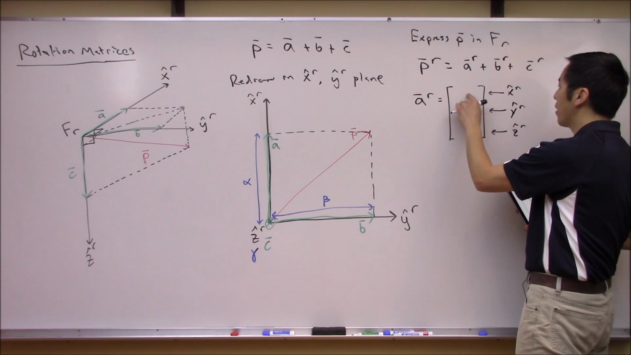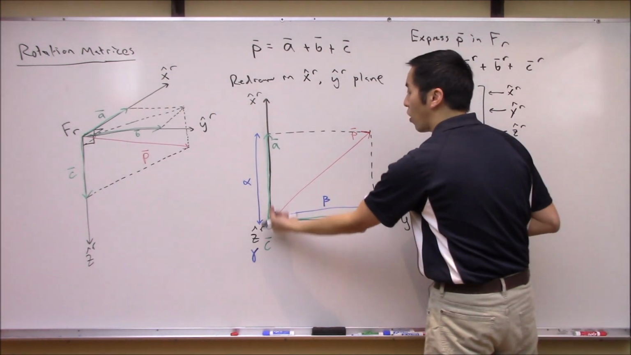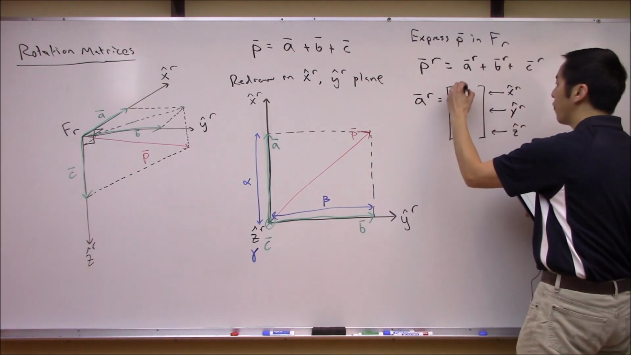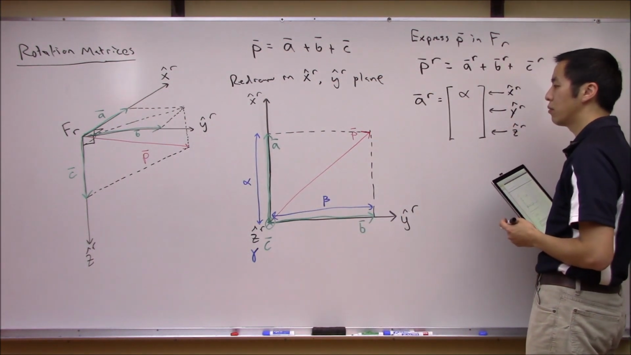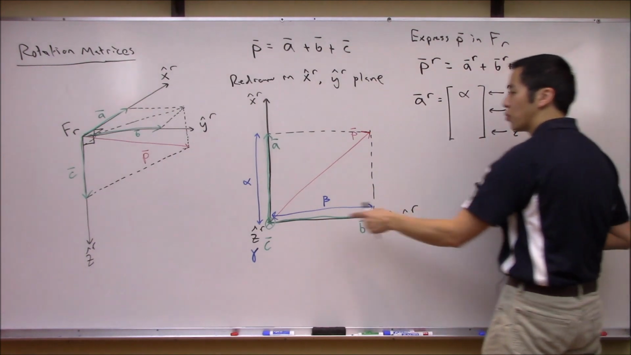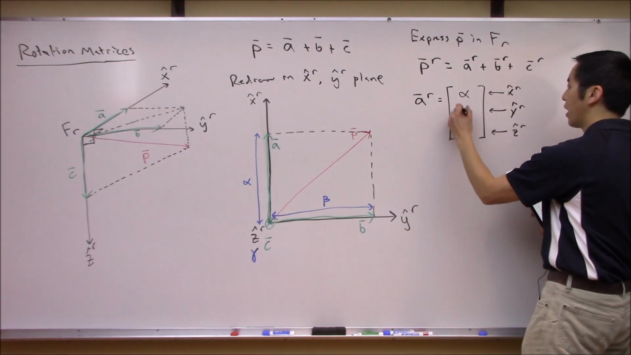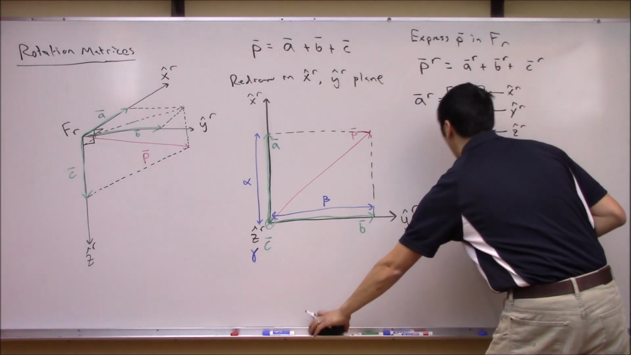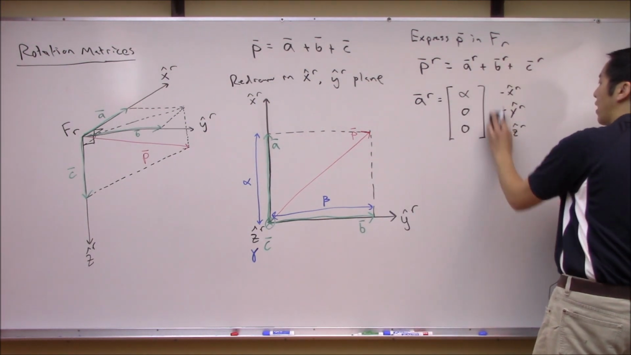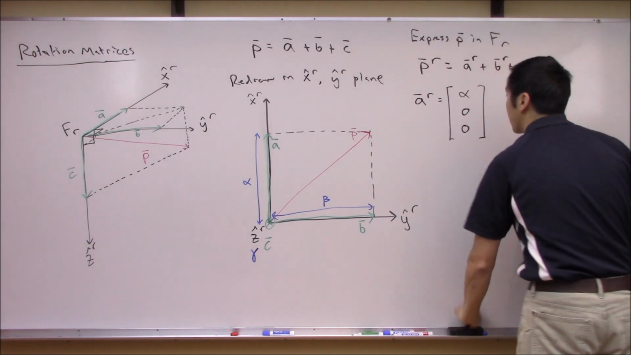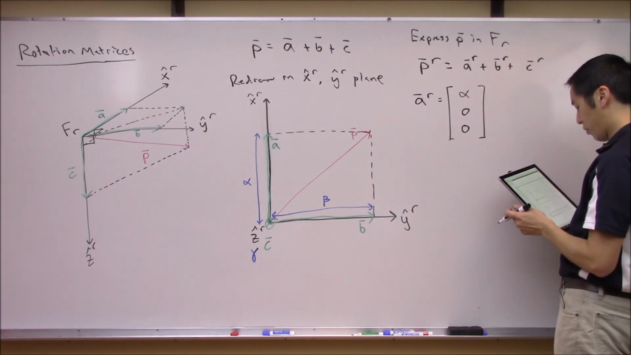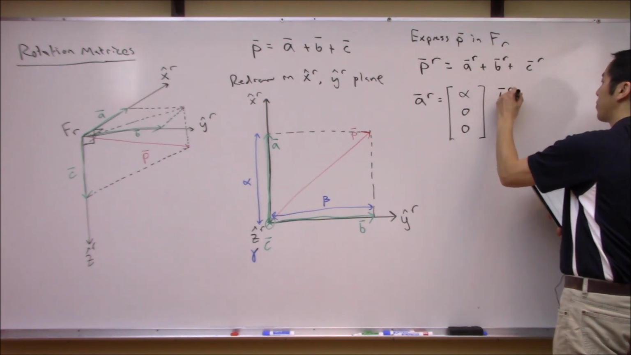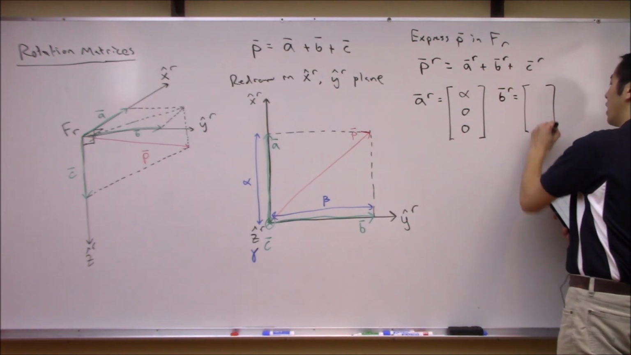So this first numerical value is how far do I walk in the x hat R direction? Well, we just said you walk alpha units in that direction. How far do you go in the y direction? Lucky for us, it's 0, and it's 0 down here as well. Great. So here's how you would express this vector A in the frame R components. Let's do the same thing for B in R. It's the exact same thing.